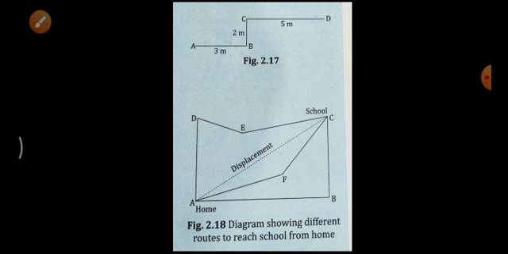So the total distance traveled by a moving body can also be defined as the length of the path between the initial position and the final position of the moving body in a given interval of time.